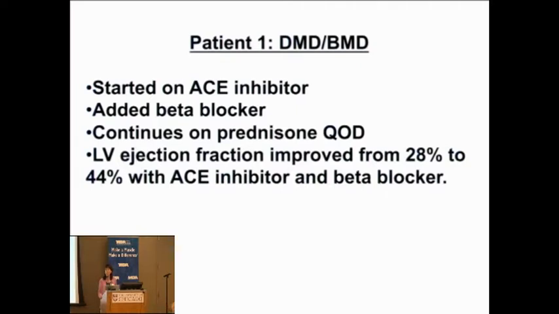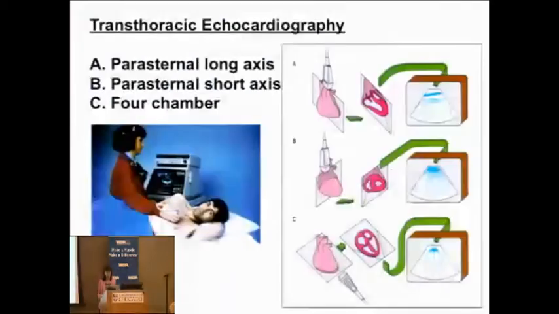Prednisone is much more routinely used in Duchenne and much more rarely used in Becker patients, in part because we really just don't know whether prednisone use is worth it in Becker patients, because it's been hard to do that study. His ejection fraction actually improved from 28% up to 44% just by adding the medications that we talked about. So how do we look at ejection fraction?